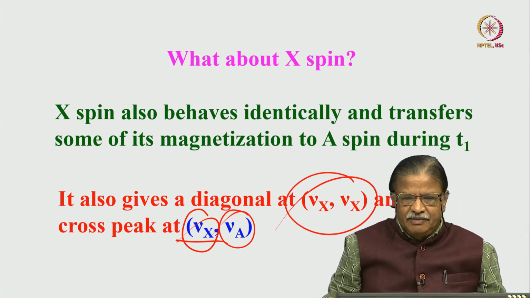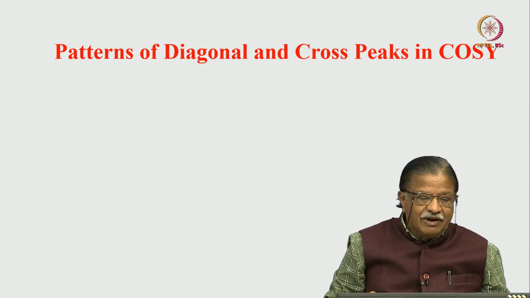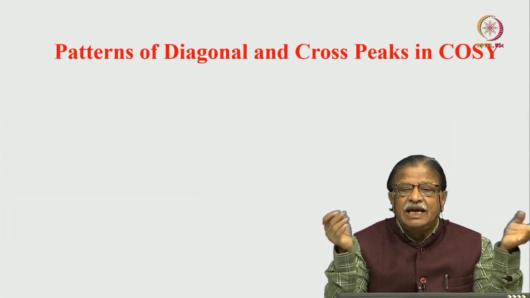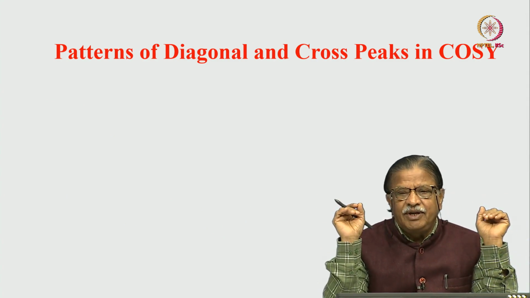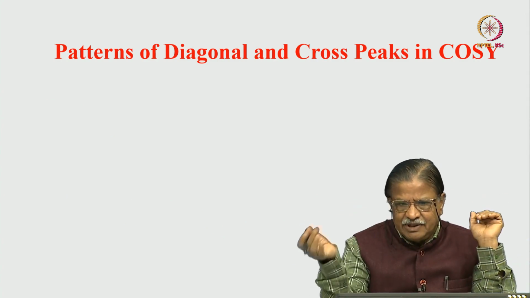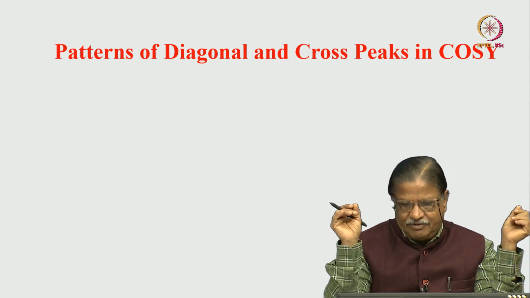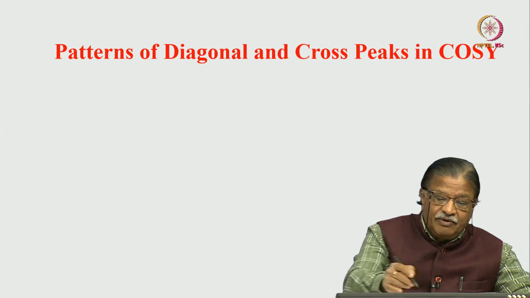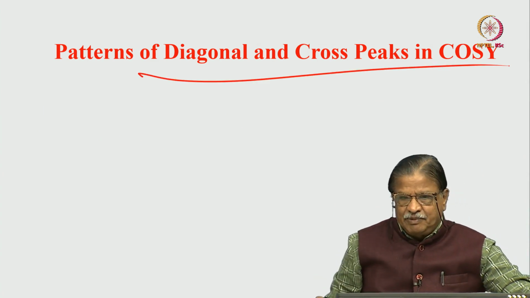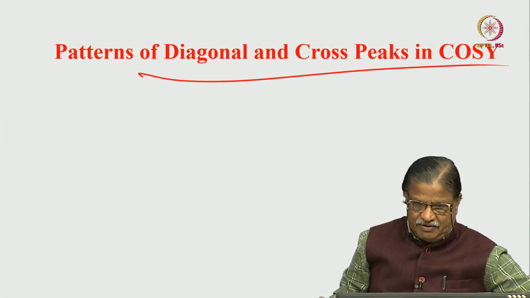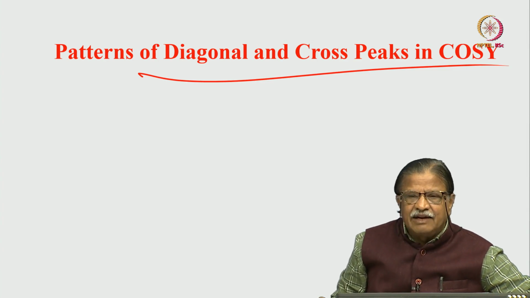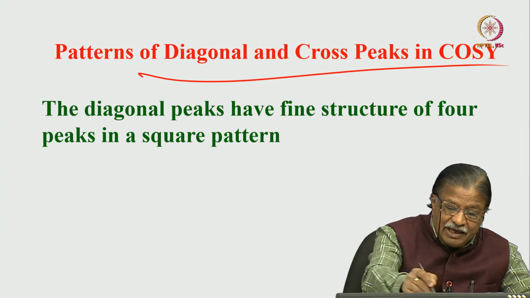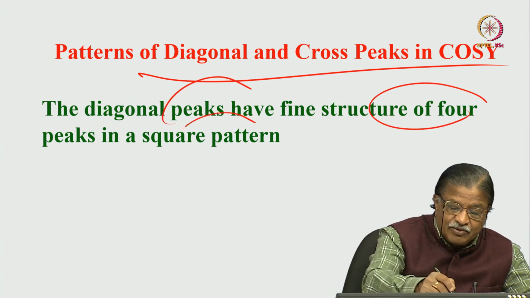What does it mean? It means A will give rise to a diagonal peak at its own frequency, X will give a diagonal peak at its own frequency. A will give a cross peak with X. X will give a cross peak with A. So this is what it is. So we have diagonal and cross peaks pertaining to both these spins. And this is the pattern we get in the COSY now. What is that pattern? We will see. The diagonal peaks will have 4 peaks in a square pattern.